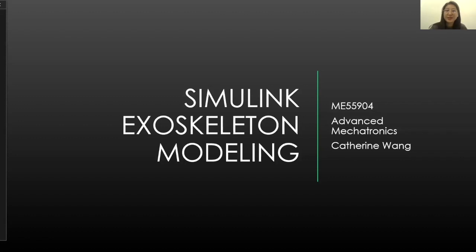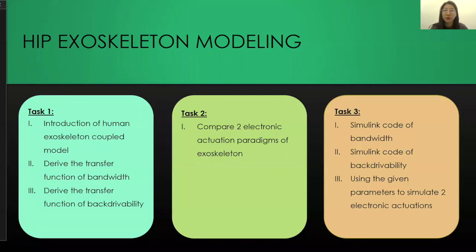Everyone, my name is Catherine, and today I'll be talking about the Simulink exoskeleton modeling for my advanced mechatronics project. So today we'll be talking about the hip exoskeleton modeling.